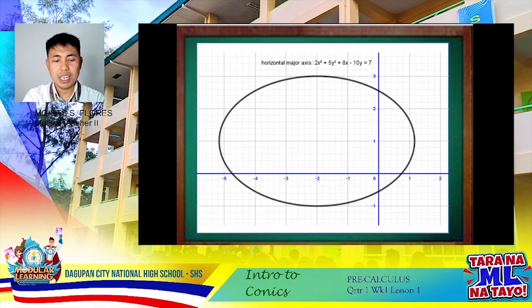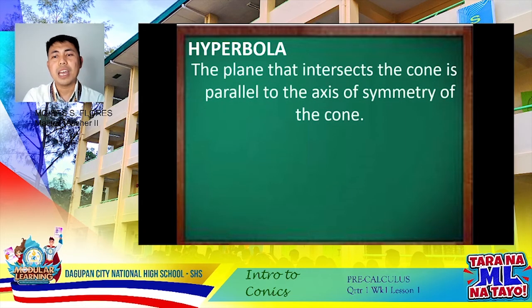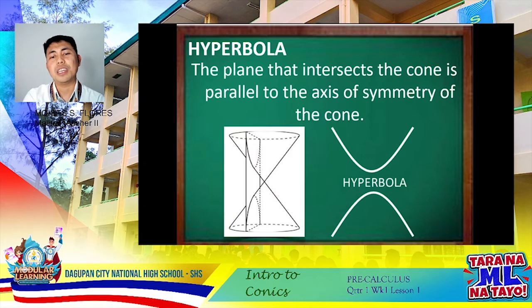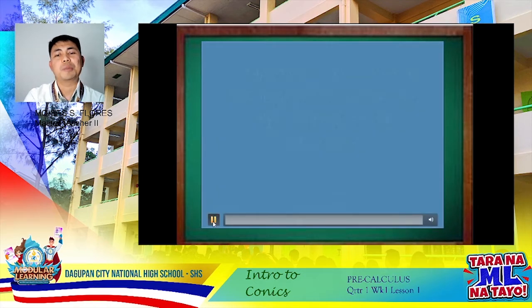Let's proceed now with the last type of our conics, and that is, of course, your hyperbola. How do hyperbolas form? The plane that intersects the cone is parallel to the axis of symmetry of the cone. Take a look at this arrow. You notice there that when the plane, not necessarily vertical, intersects both cones, it forms two unbounded curves. It's called a branch of the hyperbola. Let's watch this clip on how a hyperbola is formed.